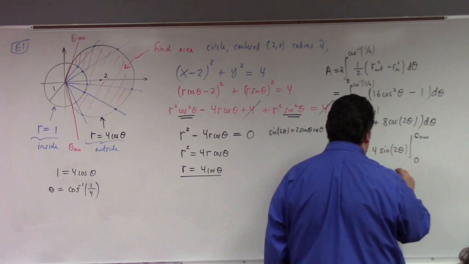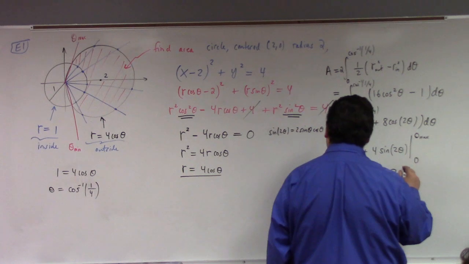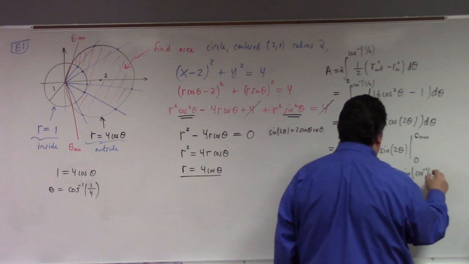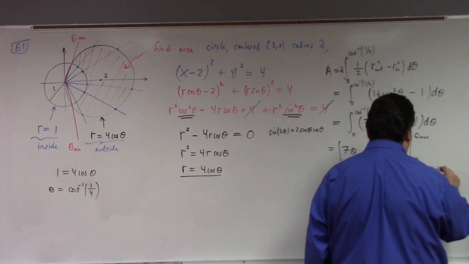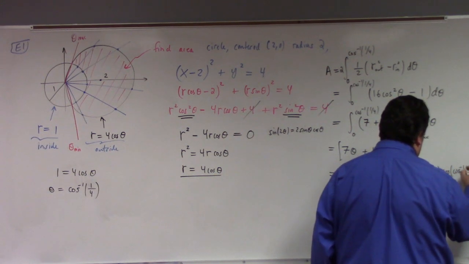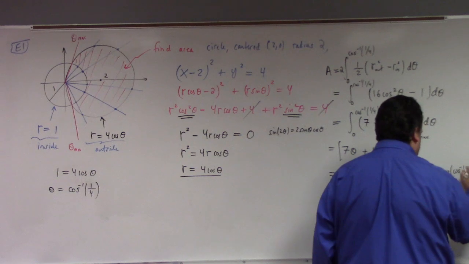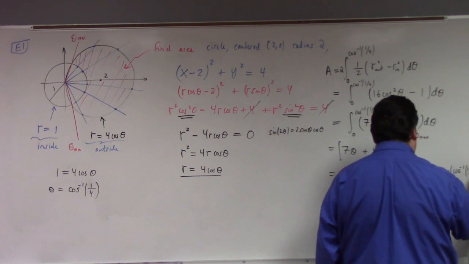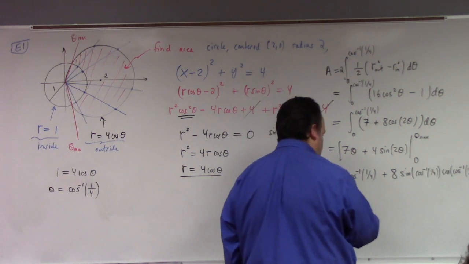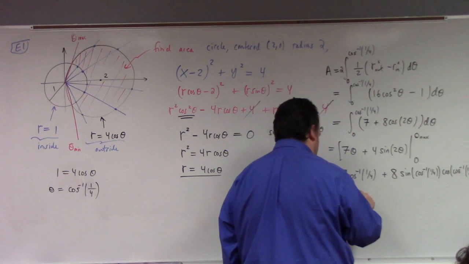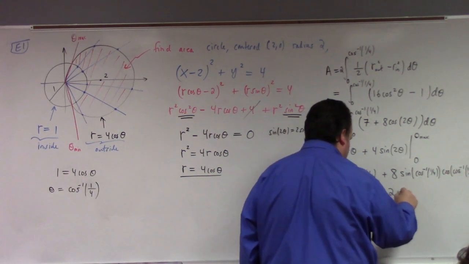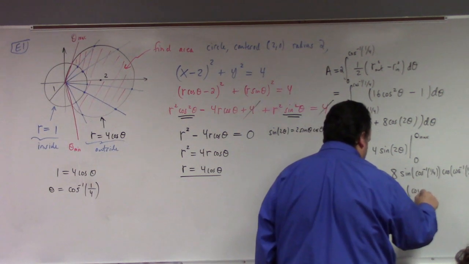Plus 8 times the sine of the inverse cosine of 1/4 times the cosine of the inverse cosine of 1/4. See, all that jibber jabber earned me the right to simplify that to 1/4. I don't really think it was worth it, but there it is. So that's actually 7 inverse cosine of a quarter plus 8 over 4 is 2, 2 times the sine of the inverse cosine of a quarter.